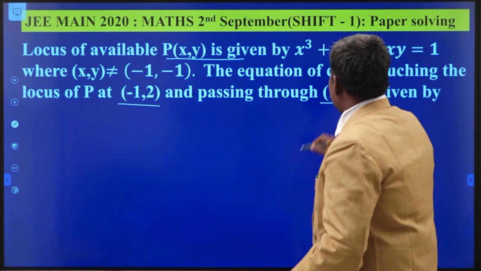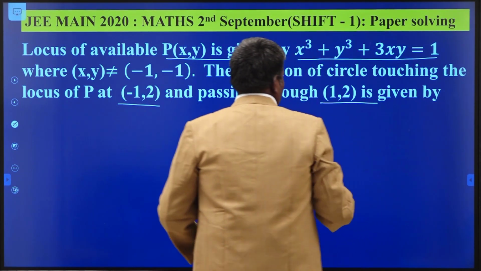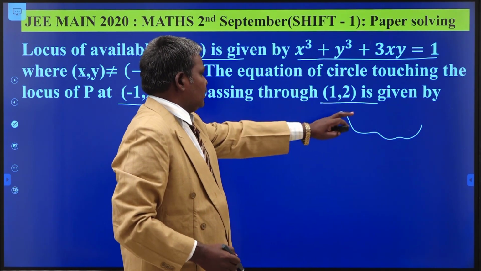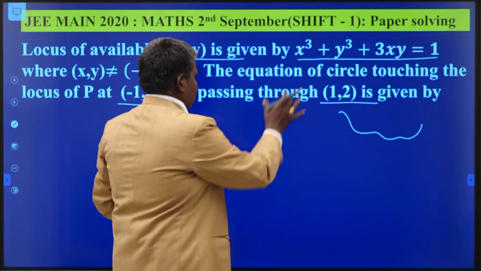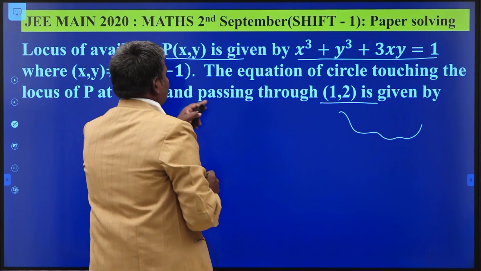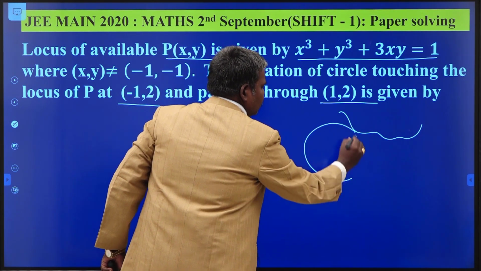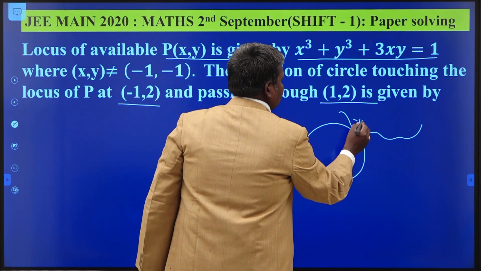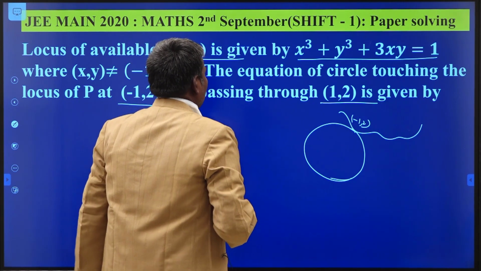So, some locus is given to you, x cube plus y cube plus 3xy equals 1. Suppose this is my locus, the rough diagram for that curve. This is not important, but this curve touches my circle at the point, this is my circle, which touches this curve at (minus 1, 2). And my circle passes through the point (1, 2).